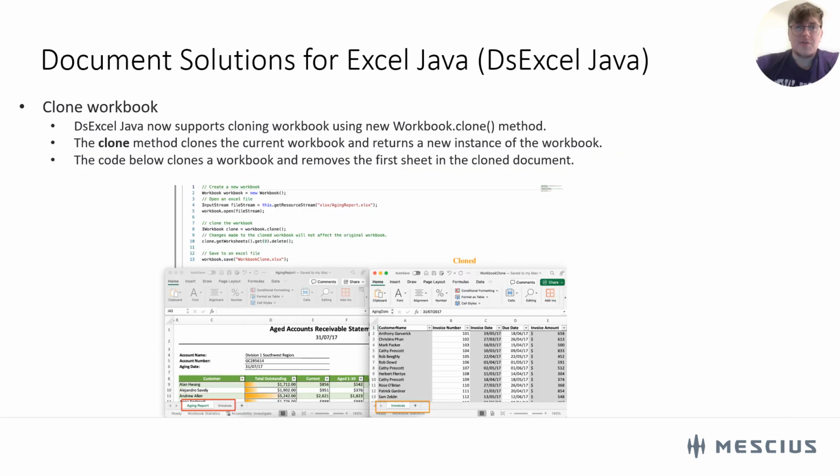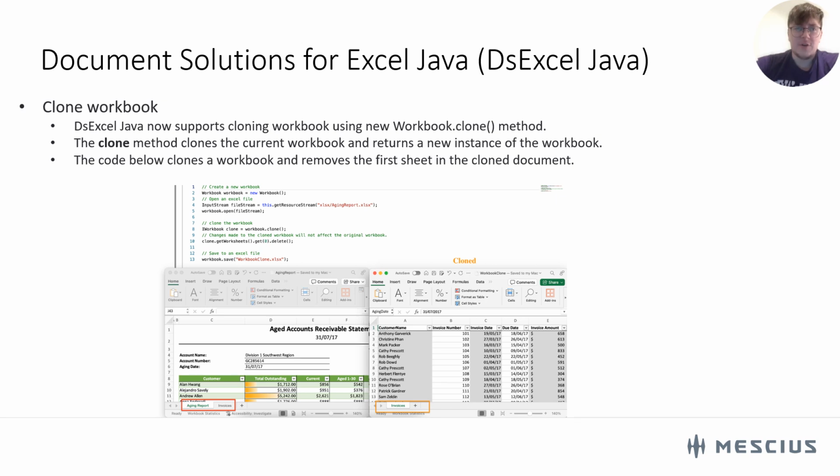In Document Solutions for Excel Java Edition, we've added the ability to clone workbooks. This can be accomplished through the new workbook.clone method, which clones the current workbook and returns a new instance of that workbook. In the code below, we create a new workbook object and load in an existing xlsx file to the workbook. On line 8, we then create a second instance of the workbook by cloning the original.